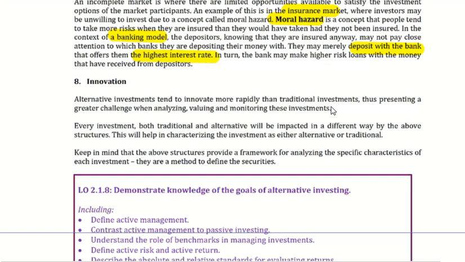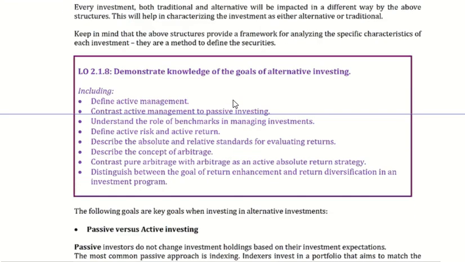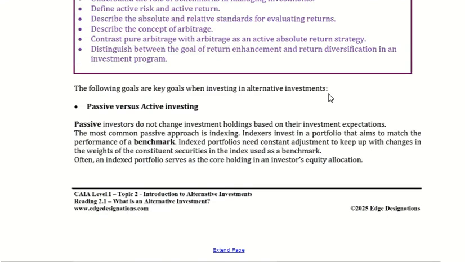We look a bit at innovation. Alternative investments tend to innovate more rapidly than traditional investments. Every investment, both traditional and alternative, is impacted in the way we've spoken about, by all the various structures. We've mentioned 8 of them up there. Learning objective 218, demonstrate knowledge of the goals of alternative investing.